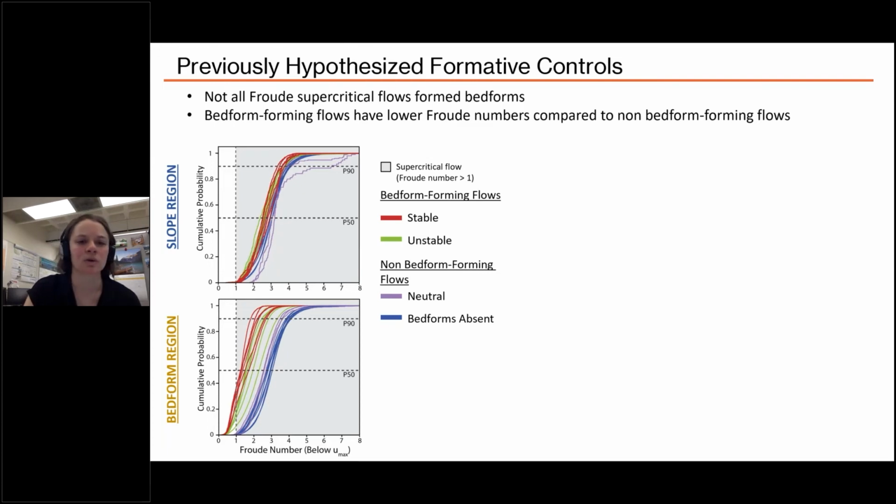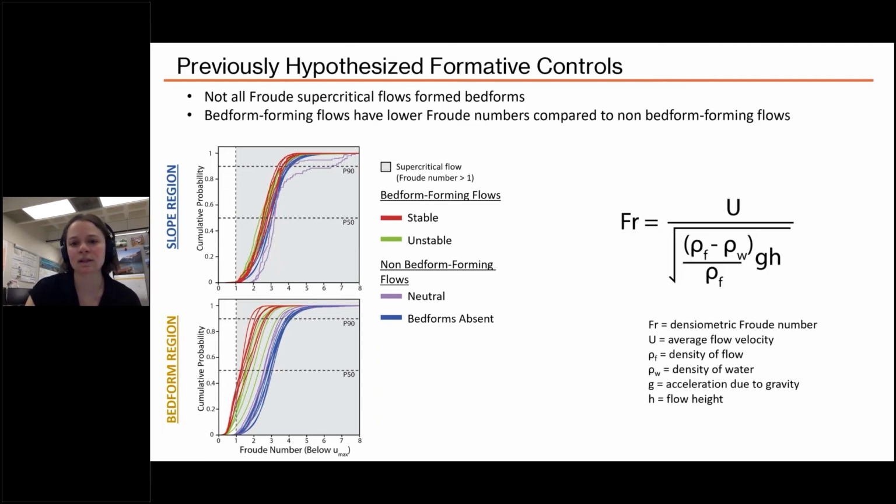However, not all supercritical flows form bedforms. And in fact, often the bedform-forming flows had lower Froude numbers compared to the non-bedform-forming flows, despite being faster. And this is because if we look at the equation for the Froude number, it not only depends on the flow velocity, but also has a term for the excess density of the flow, which is in the denominator, so it will drive the Froude number down.